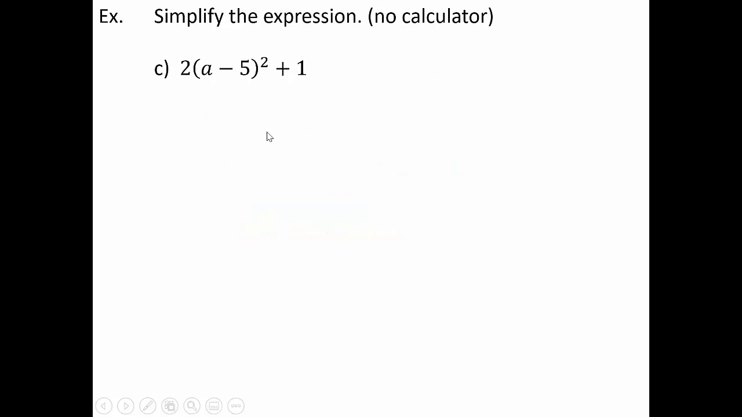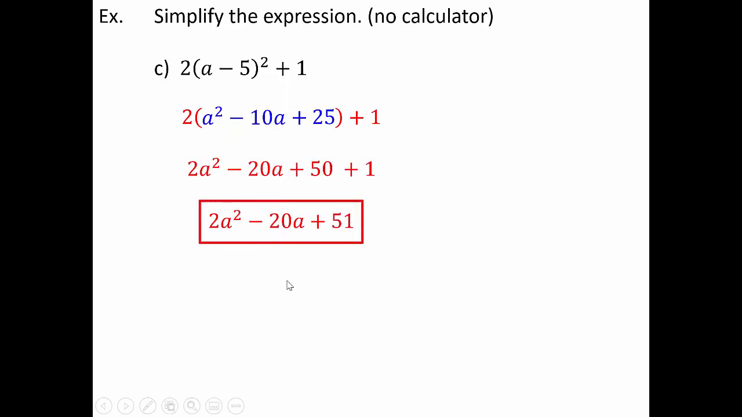One more. Notice once again, a minus 5 squared, I have to do the square before I distribute the 2. And because I now know that shortcut, I can go straight to the answer, square the first term, square the last term, multiply them together and double, quick and easy squaring of a binomial. Distribute the 2, add 1, final answer.